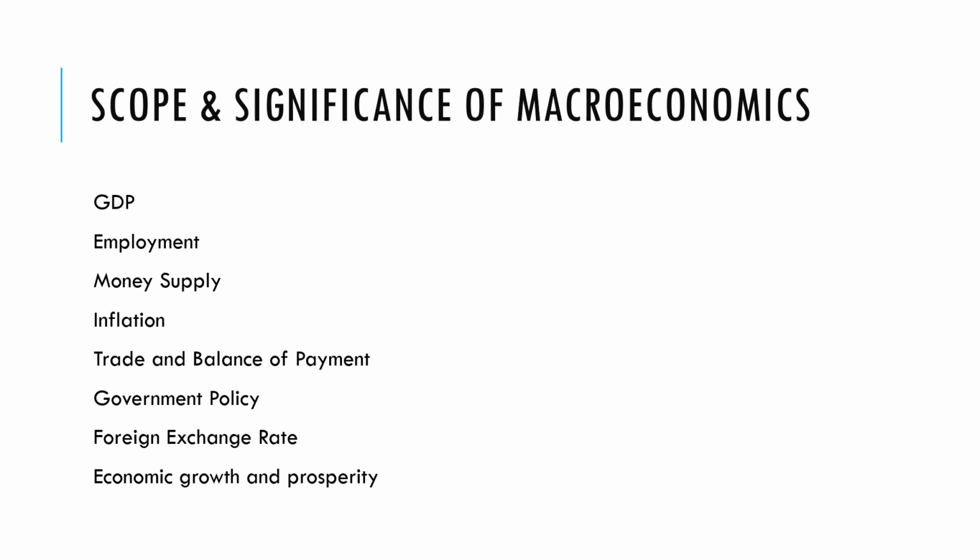First, GDP. GDP is also known as gross domestic product. It is the total monetary value of all the finished goods and services produced within a country's border in a specific time period. As a broad measure of overall domestic production, it functions as a comprehensive scorecard of a given country's economic health. Second, employment.